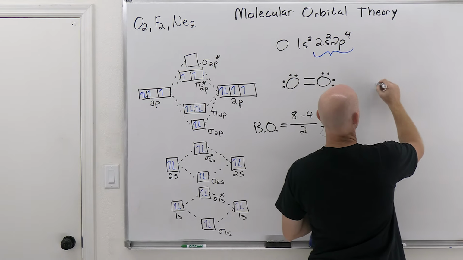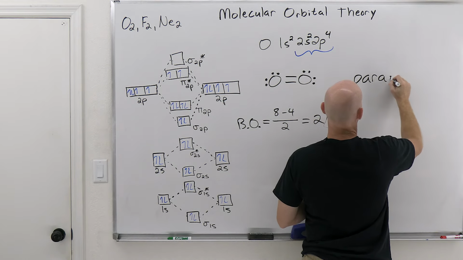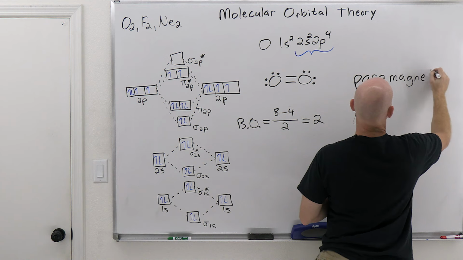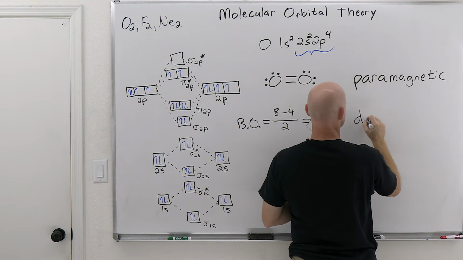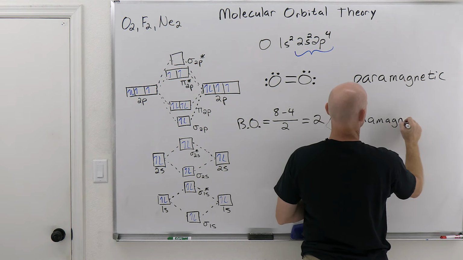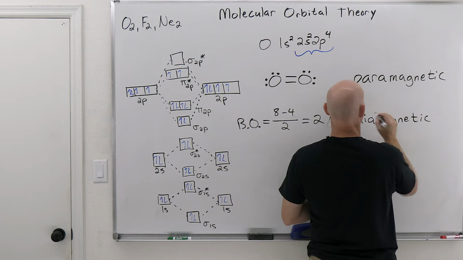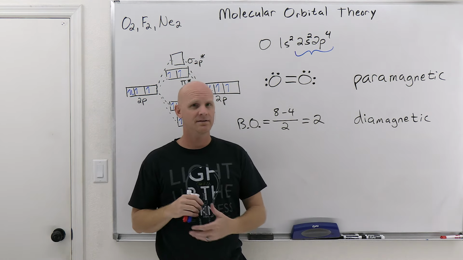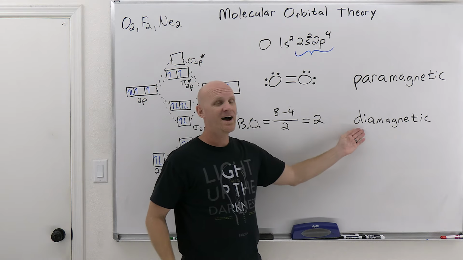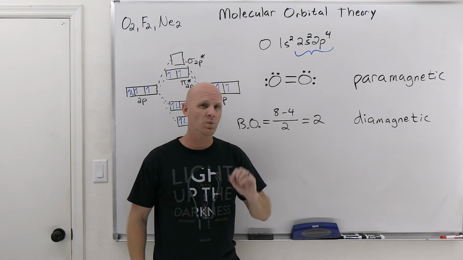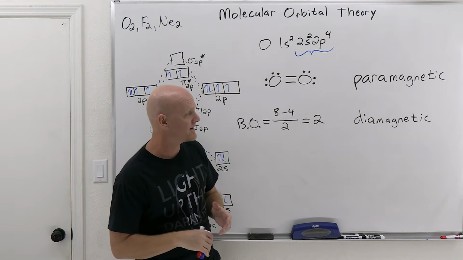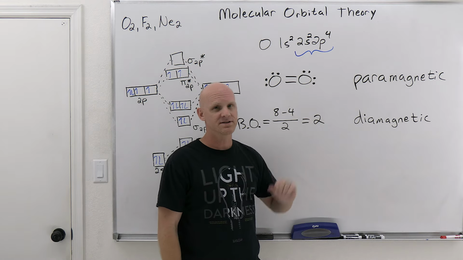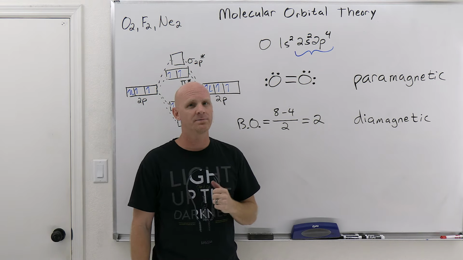So we've got a couple new vocab words here. One is paramagnetic, and one is diamagnetic. It turns out a paramagnetic substance is attracted in a magnetic field, whereas a diamagnetic substance has a very, very weak repulsion when placed in a magnetic field. And what causes this is the presence or absence of unpaired electrons.